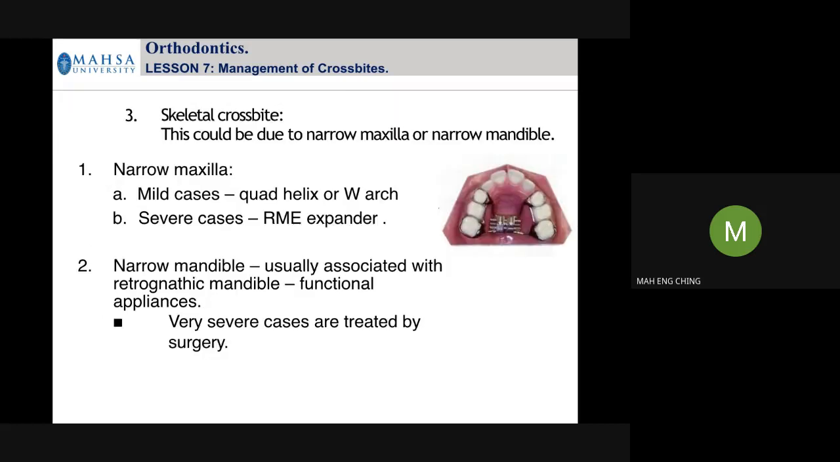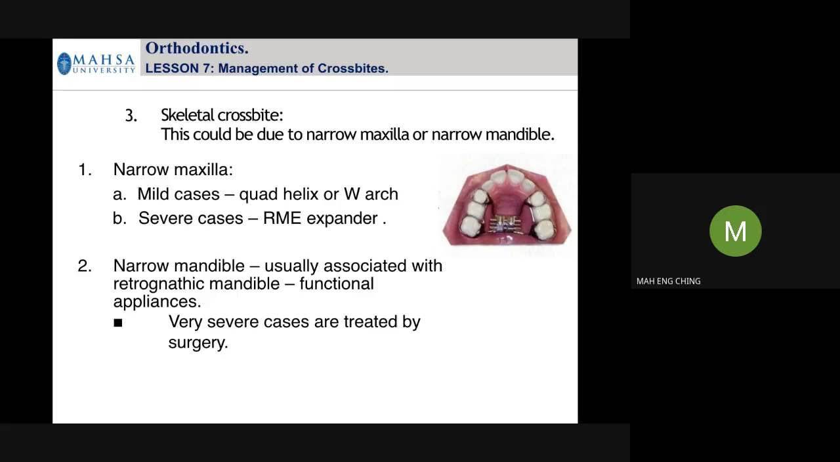Skeletal crossbite can be due to a narrow maxilla or a narrow mandible. A lot of the time, if they are fully grown adults, then we need skeletal corrections. A narrow maxilla in a mild case, where it's not too bad, you can use a quad helix or W arch. In a severe case, you can use RME, provided the suture is not too tight or not fully fused.